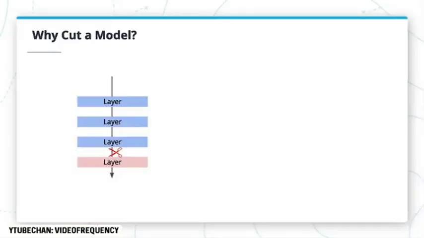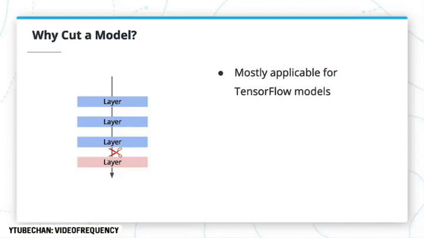Next, let's look at cutting parts of a model. This is getting into some of the more advanced but still very helpful features of the model optimizer. To start, why might you need to cut a model? This is mostly for TensorFlow models. As we saw earlier in converting these models, they sometimes have some extra complexities.